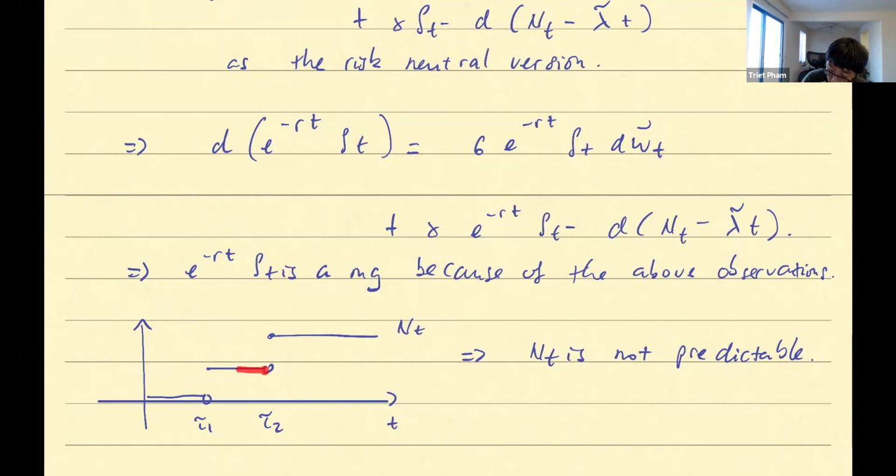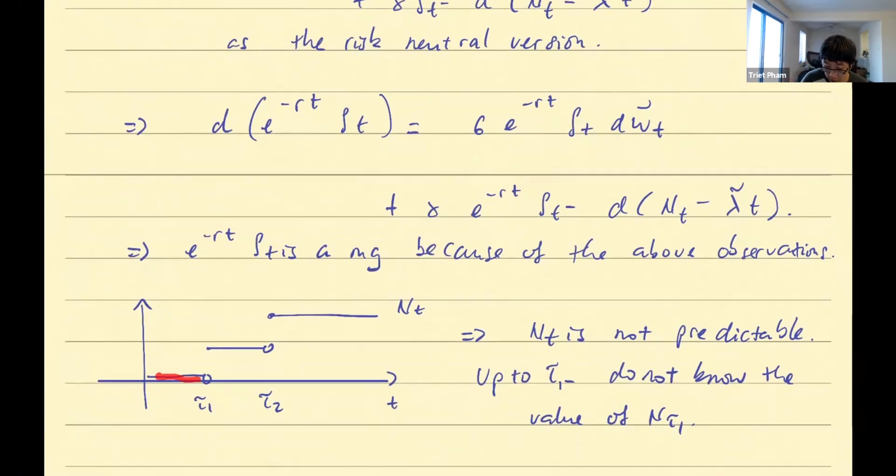And here you see that you would not know, up to tau 2 minus, or up to tau 1 minus, what the value of N tau 1 is, because you never know if it's going to jump the next moment or not. Does that make sense? So you do not know the value of N tau 1. I hope you kind of see the intuition here.